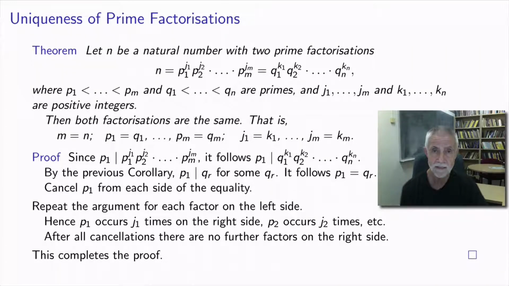And so that means that we must have had the same number of p1s on both sides of this equation, the same number of p2s on both sides, and so on, and then there are no further primes on either side, and so that completes the proof.